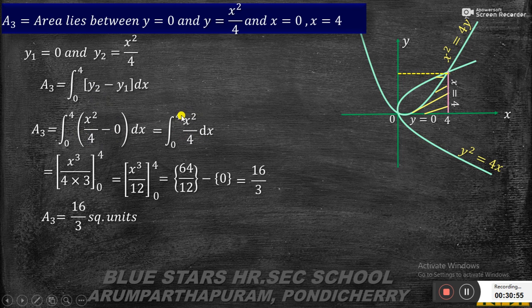Next we integrate x square. Integration of x square is x cube by 3, so 4 3s are 12, x cube by 12, the limit is 0 to 4. So next, 4 power 3 by 12, 4 power 3 means 64 by 12, minus the lower limit which is 0. So next 16 by 3, therefore A3 equal to 16 by 3 square units. This is the answer for A3.